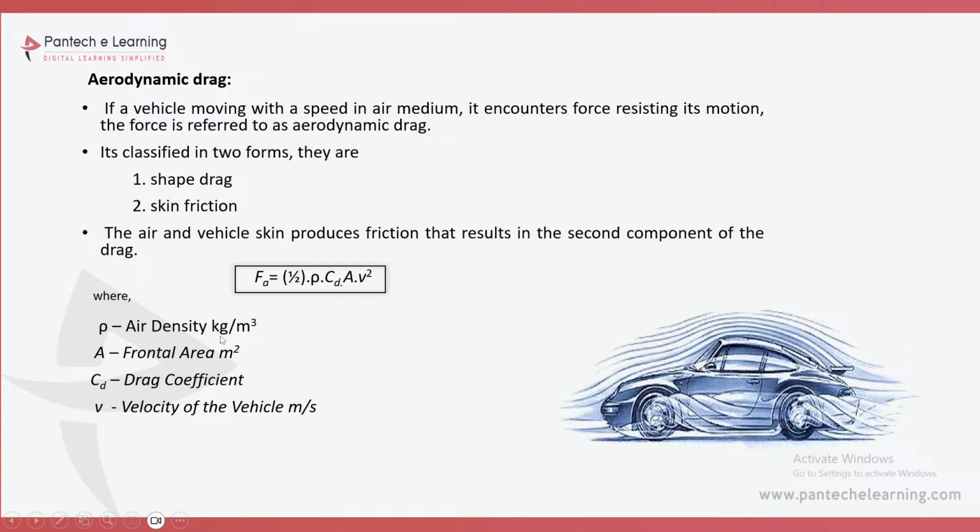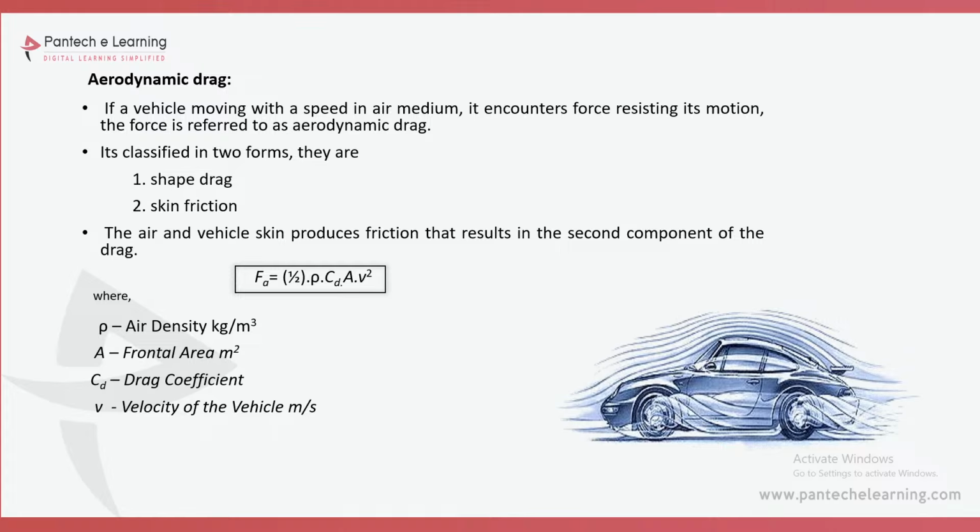Rho is the air density in kg per meter cube. In south Tamil Nadu, we can use 1.250 as the air density. In the north side, the value will vary. In London, the value will vary. In China, the air density will vary. So as a designer, for whichever country you design the car, you have to consider the air density of that country.